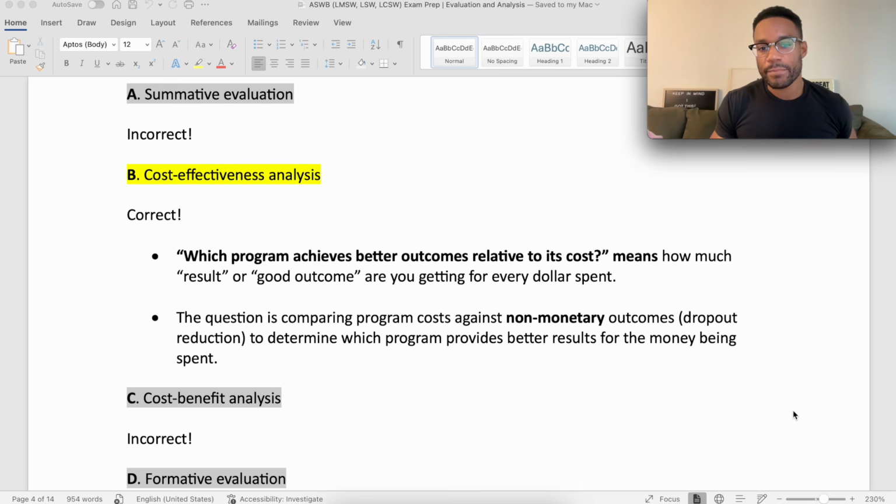The question is comparing program cost against non-monetary outcomes, meaning not monetary, in this case dropout reduction, to determine which program provides better results for the money being spent. And remember, when they're comparing two programs to each other, it usually refers to cost effectiveness. Like, what is the more cost effective grocery store to get our groceries from, Costco or Target? So for this one, we definitely want to rock with B.